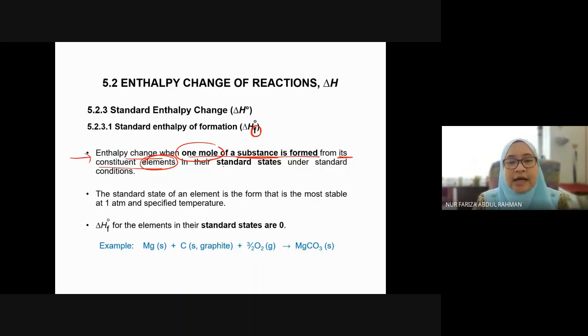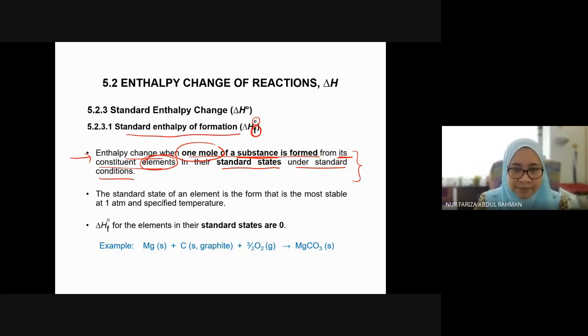Okay, in their standard states under standard condition, barulah boleh dipanggil enthalpy of formation. Okay, the change of enthalpy of formation. Sorry, bukan, the standard enthalpy of formation. Kalau dia obey syarat ni, baru kita panggil dia enthalpy of formation.